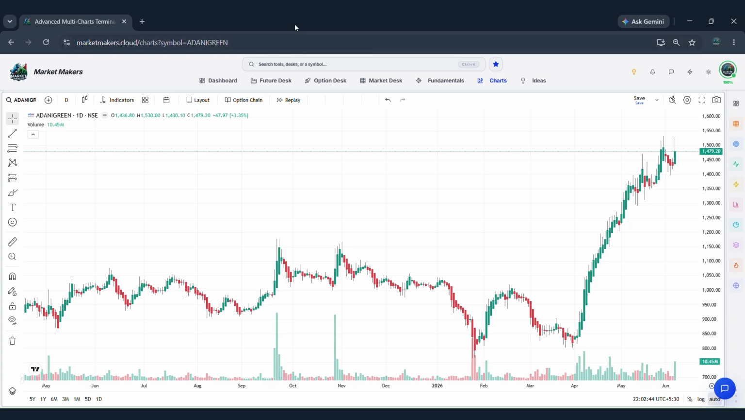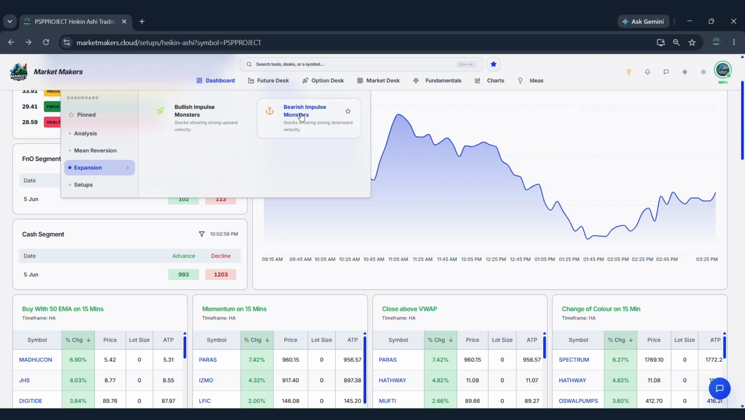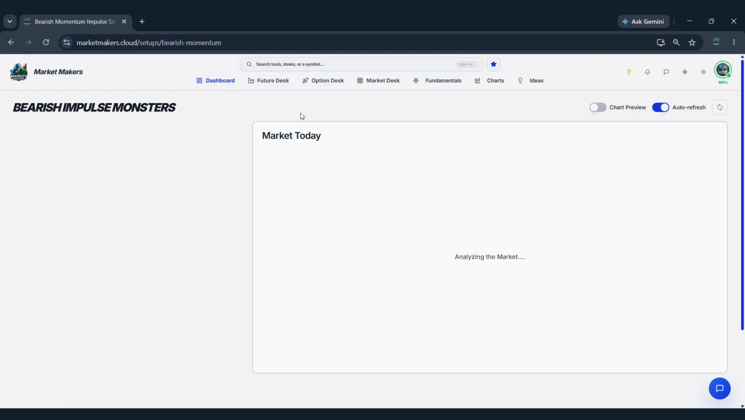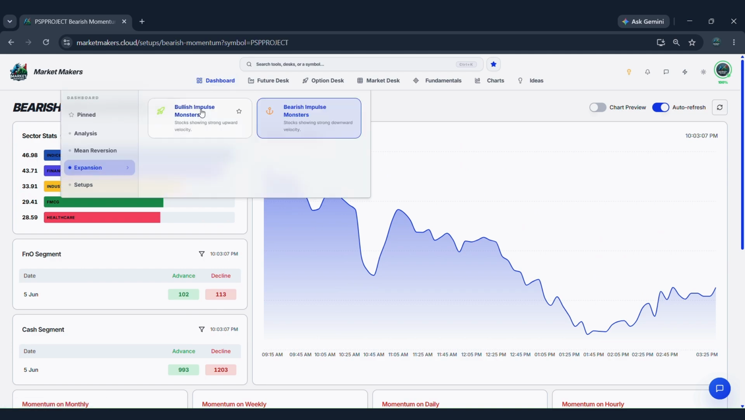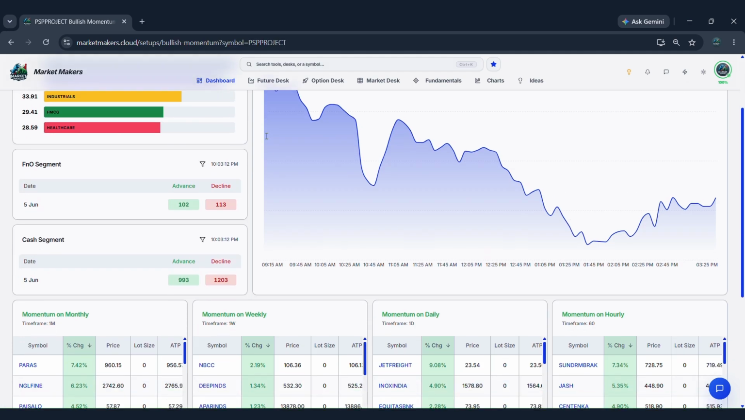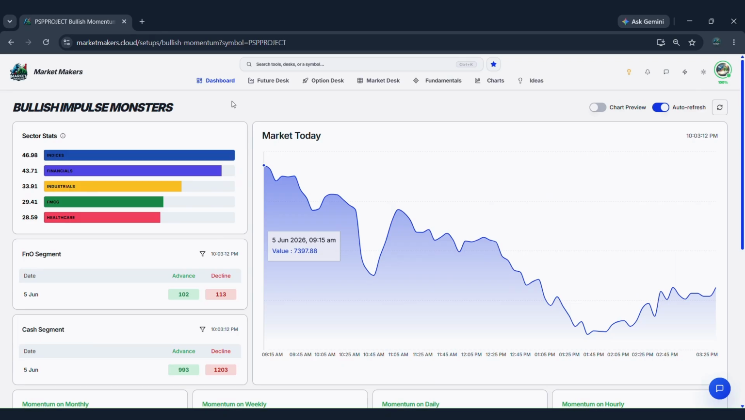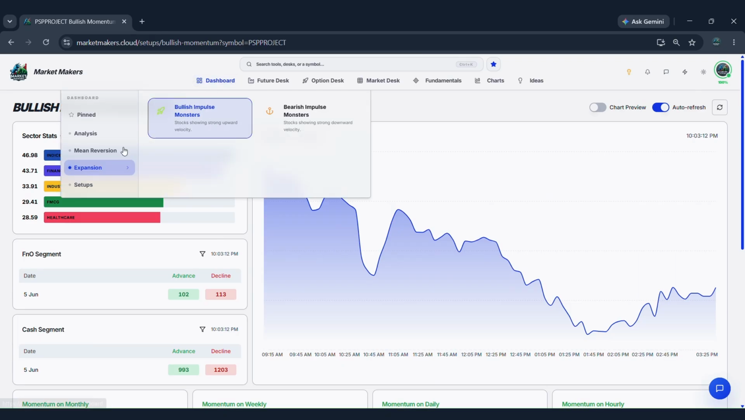Now let's move toward expansion setups. Here you'll find bullish impulse, bearish impulse. The bearish impulse section focuses on stocks that may create new lower lows, while bullish impulse focuses on stocks that may create new higher highs. Again, same model, different objective.